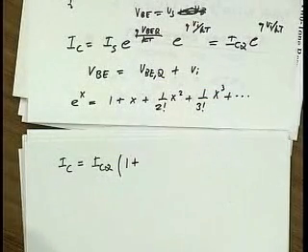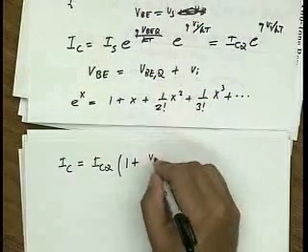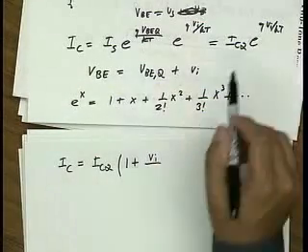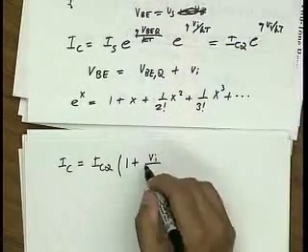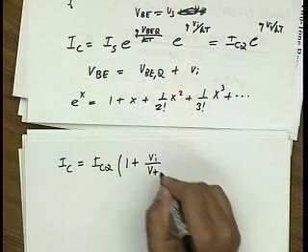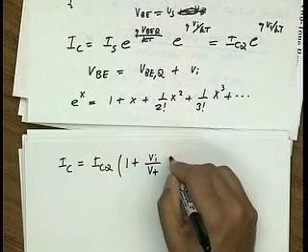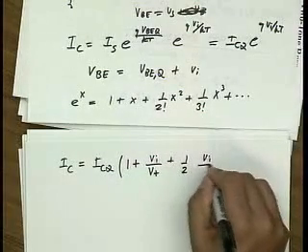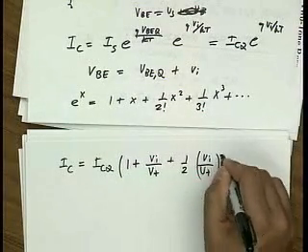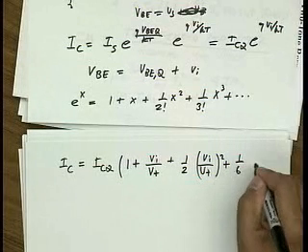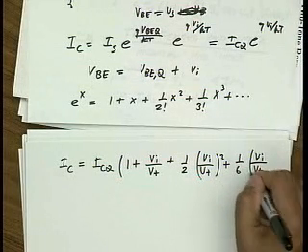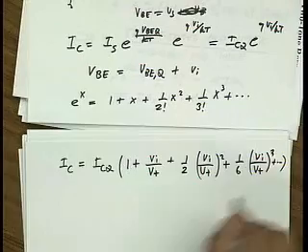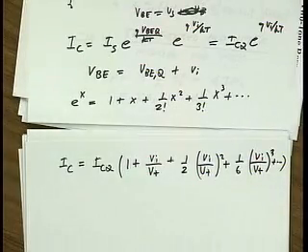I get a DC term plus a linear term, which is V input normalized to VT, which is KT over Q, plus 1/2 V input over KT squared, KT over Q squared, plus 1/6 V input over VT cubed, and so on. Okay?